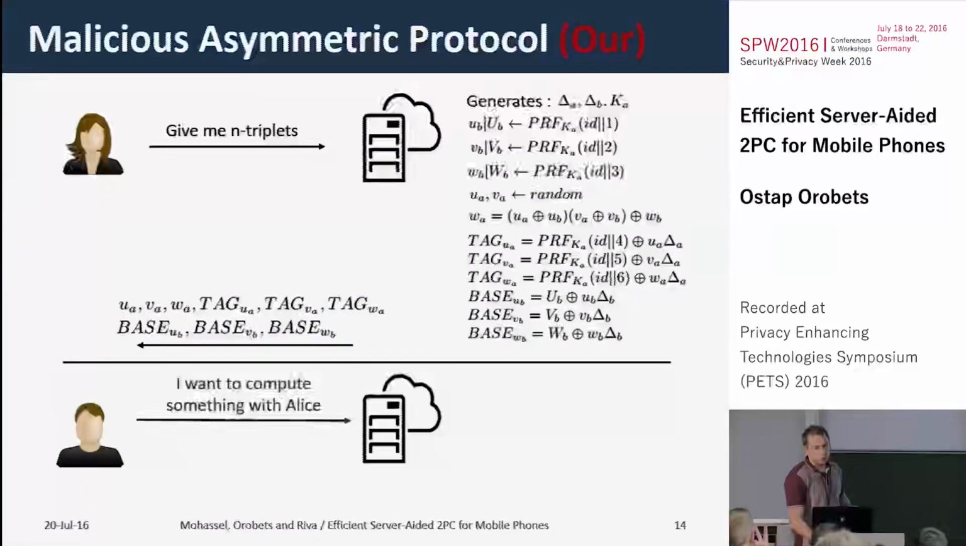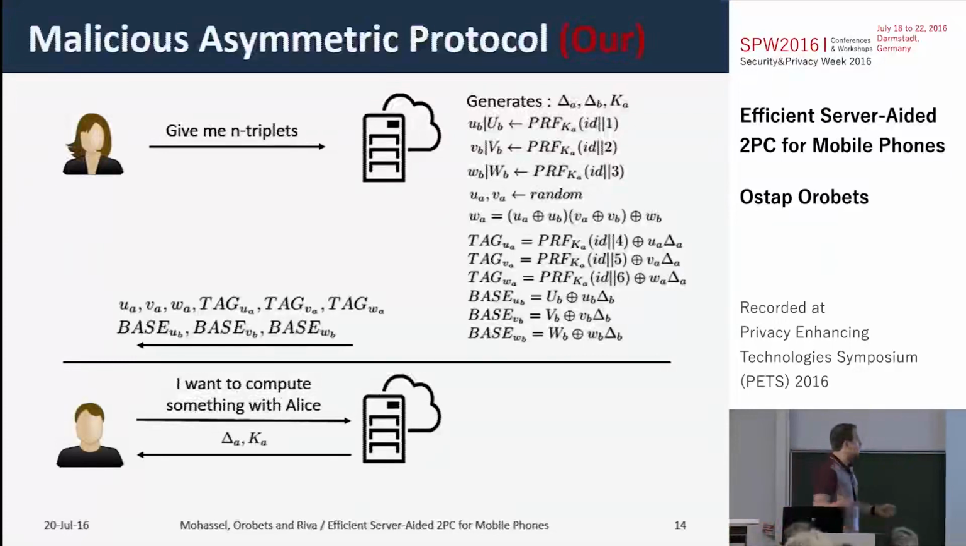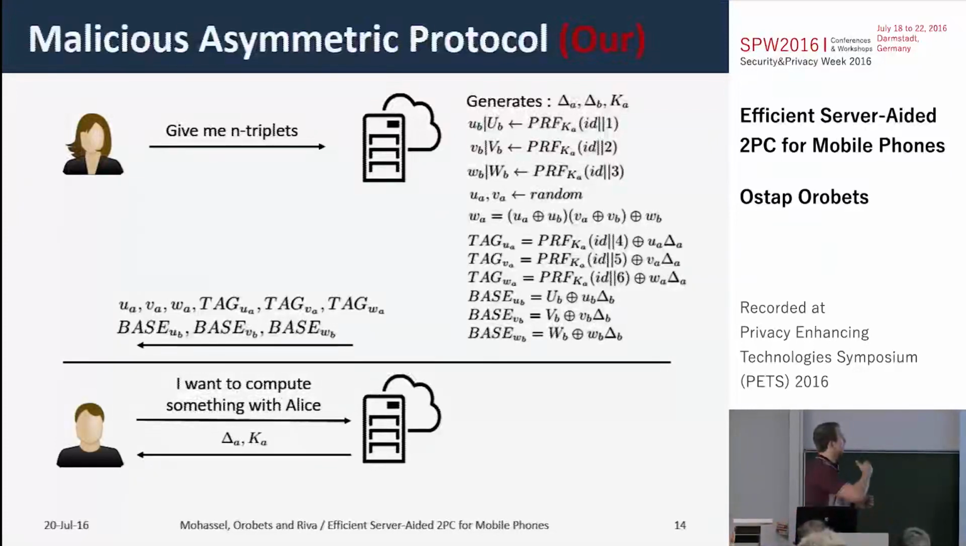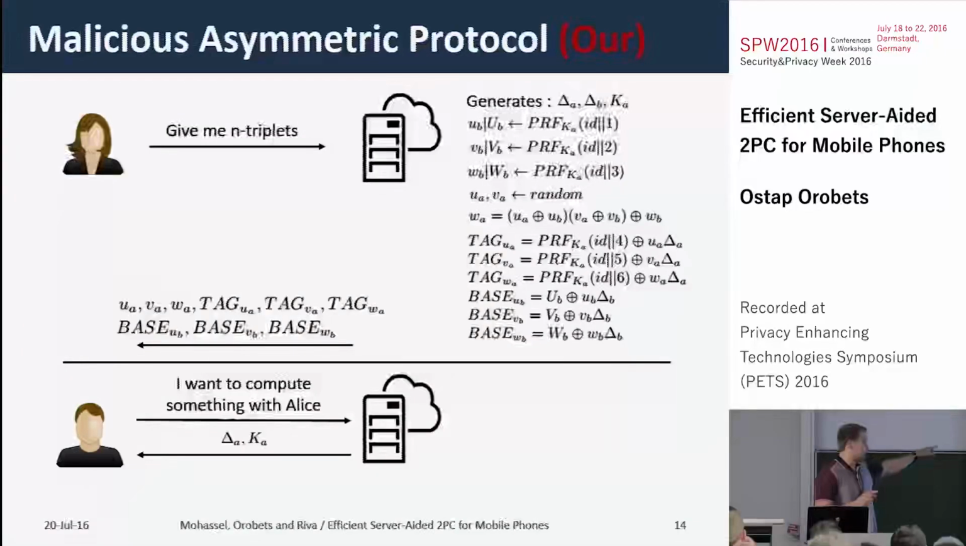So what happens when Bob comes? When Bob comes, the server just sends him the delta key for Alice's triples and the KA and says, basically you can do everything on your own. It's a couple of PRF invocations, and you can produce bases and tags for your bits on your own. But keep in mind that according to the protocol, Alice will be able to verify those.